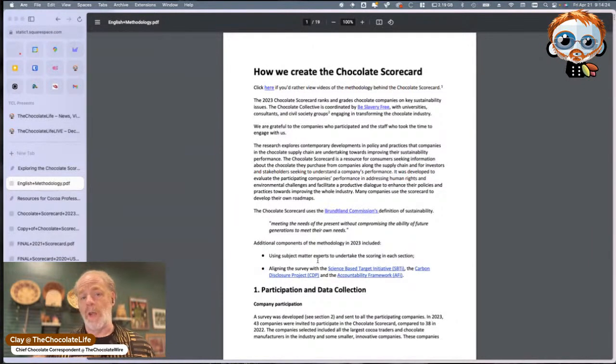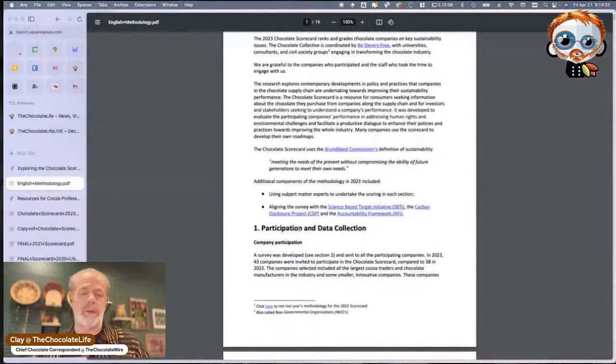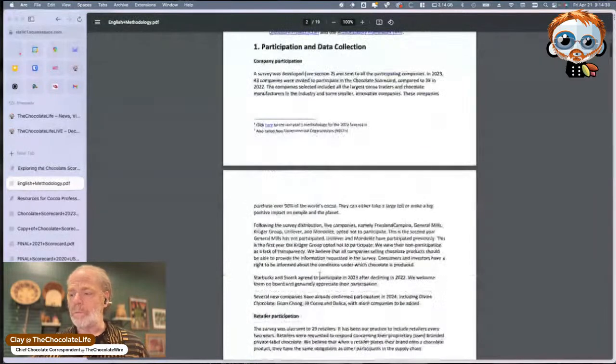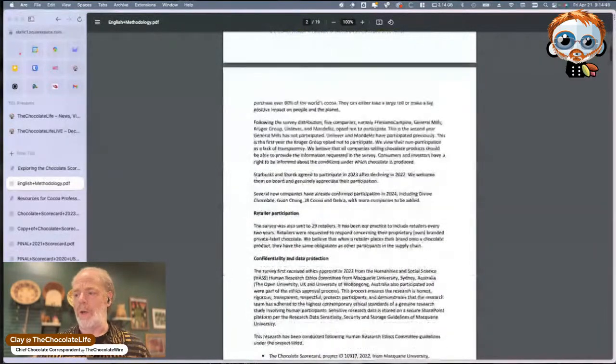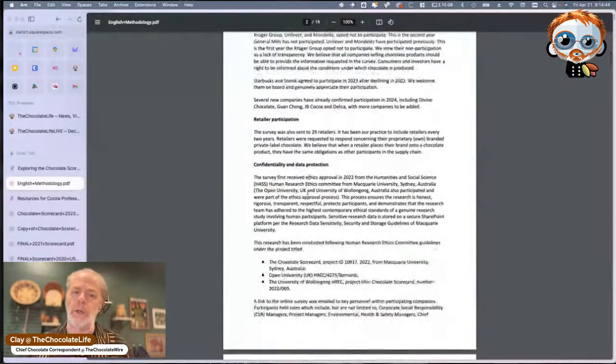In addition to surveying chocolate companies, they survey experts, and they get a whole lot of data which is collected. They talk about participation in data collection, really important. What are we doing? How are we going about talking with people? How are we going to talk with retailers? And this next one, confidentiality and data protection, turns out to be a very interesting aspect of this, because the people who respond to the survey are in fact providing what many might consider to be confidential and proprietary company data.